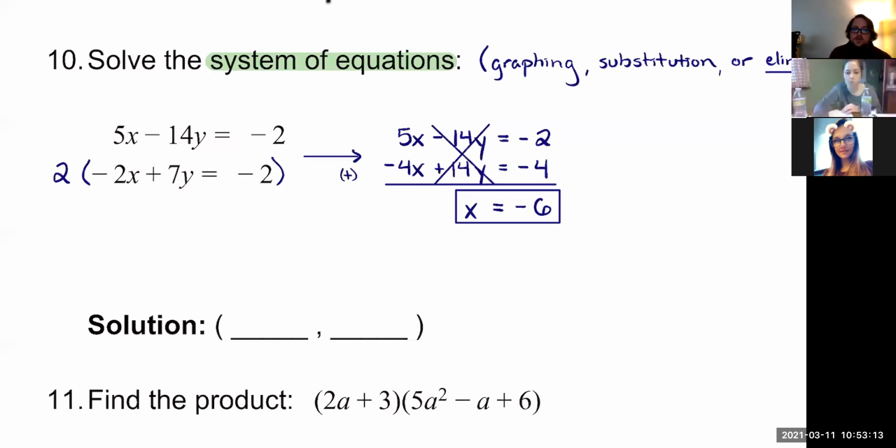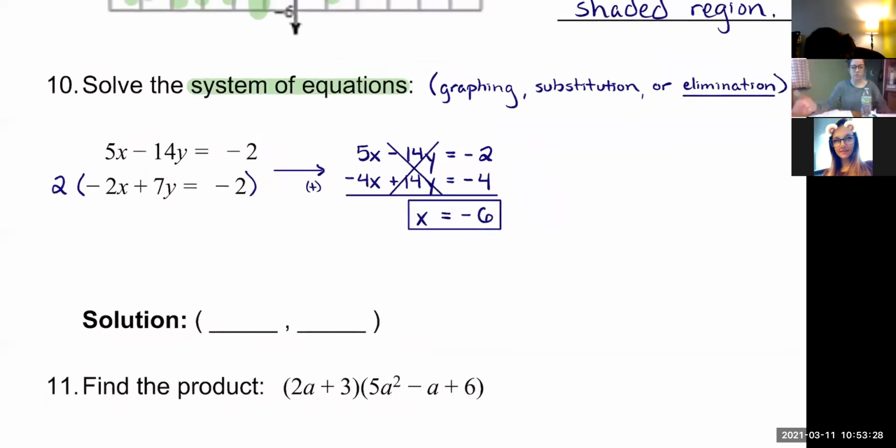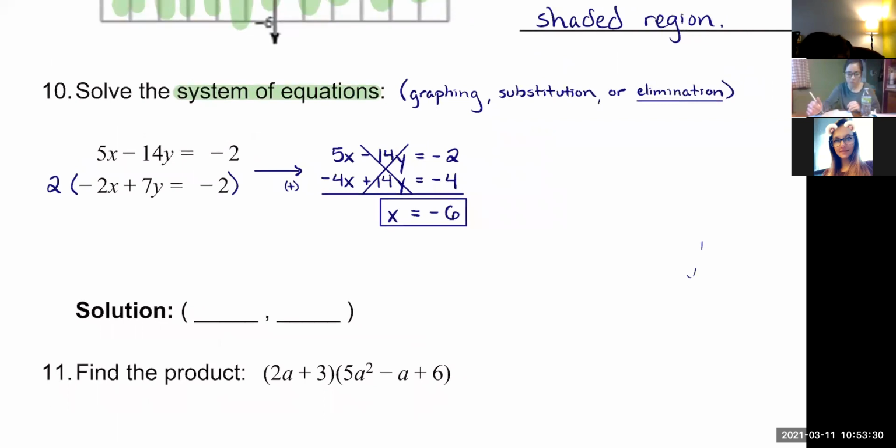Whichever equation we want. We could use either of the original equations, and at this point, it really just comes down to personal preference. If I was doing it, I usually go for the smaller numbers. So me personally, I would choose the bottom equation. But it's up to you. But over to the right here, I'm going to copy down the bottom equation, negative 2x plus 7y equals negative 2.